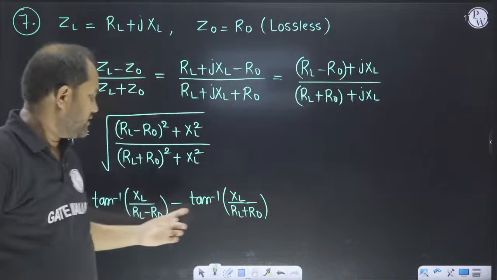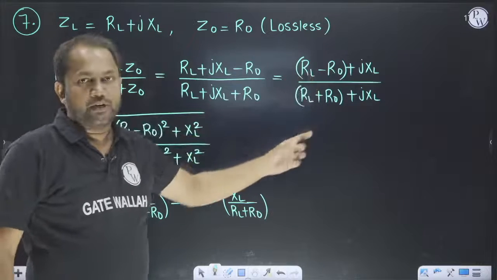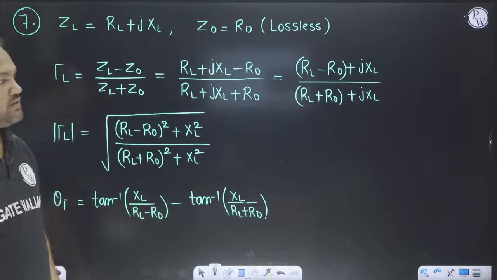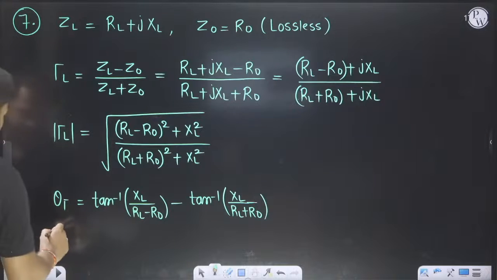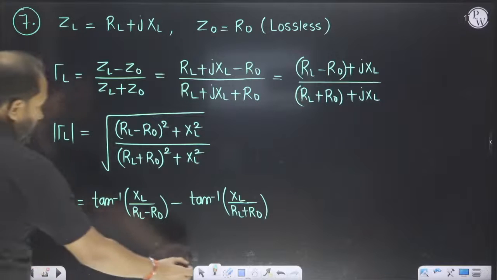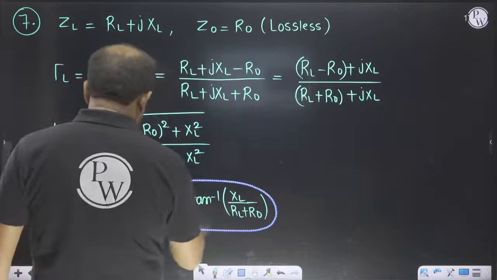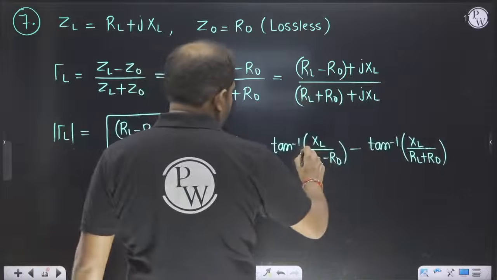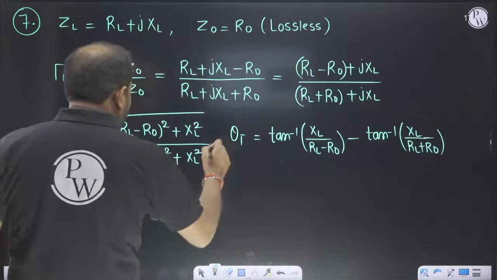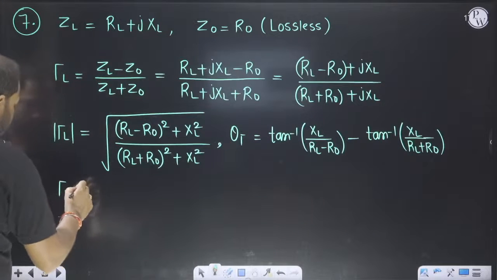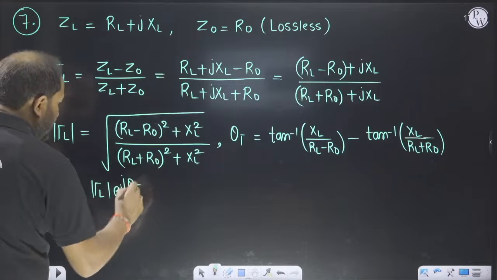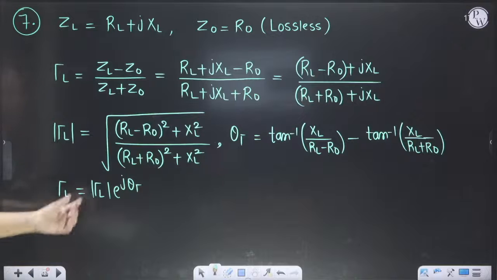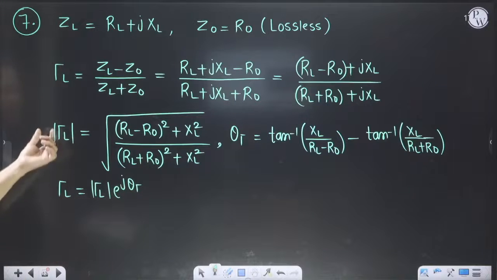If it is divide, you can take minus. If they are in multiply, you can take plus. This is the point. So you have calculated gamma and theta gamma. So we can say that our gamma has two things: magnitude and angle. So gamma L has two things, magnitude and angle. This is the representation of a complex number, R e to the power j theta. So here magnitude and here angle.